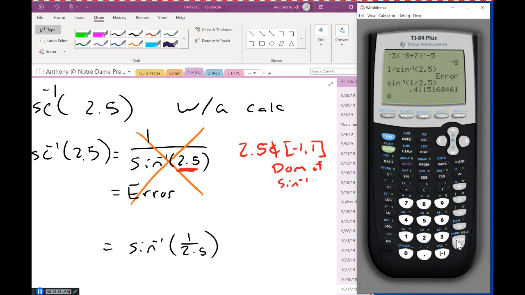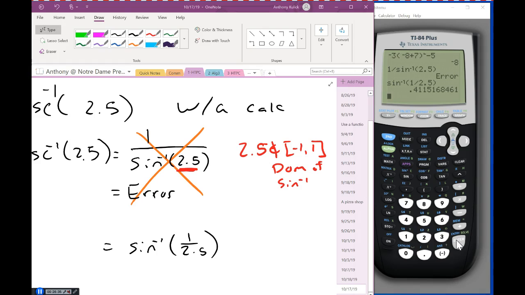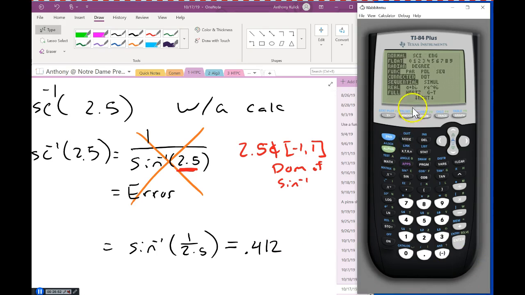Okay. So that's my answer. Should I write that? How should I write that though? Does that get a degree symbol, or is that in radians? How could we know for sure? Click the mode button. See what mode my calculator's in. Mine is in radians. So what is this 0.4?